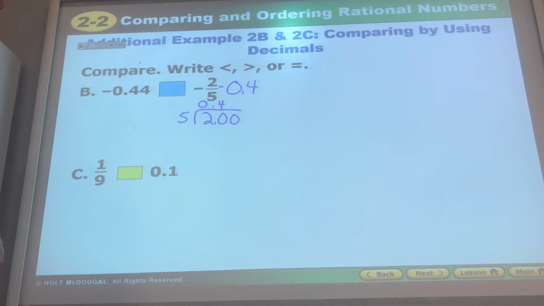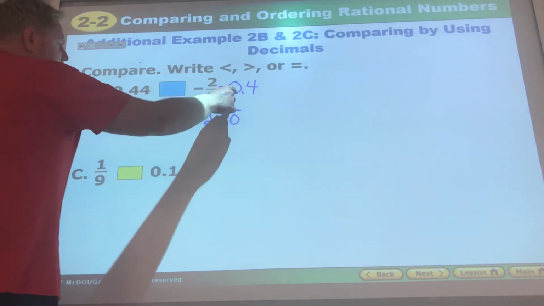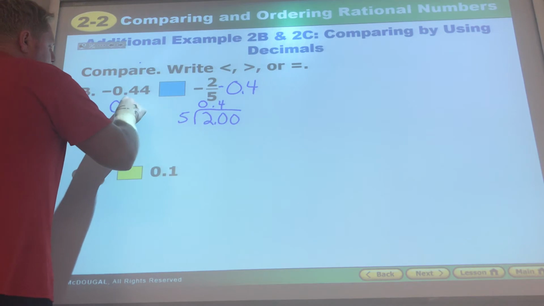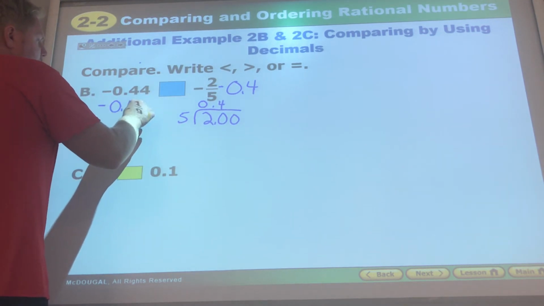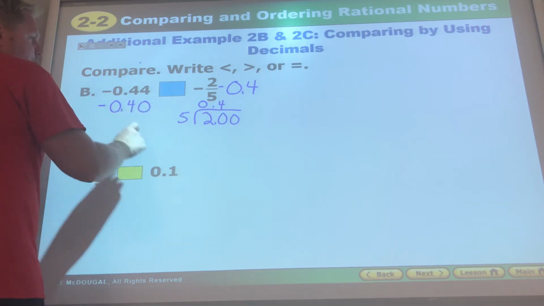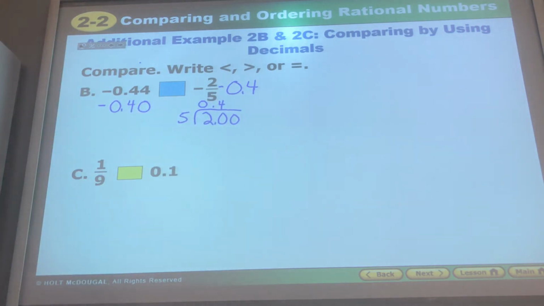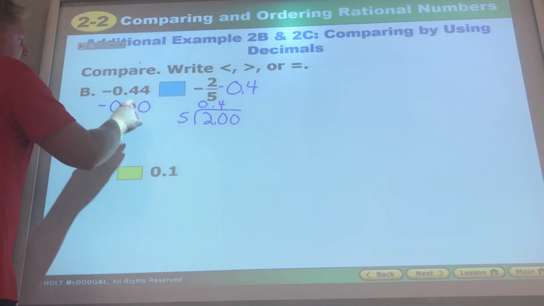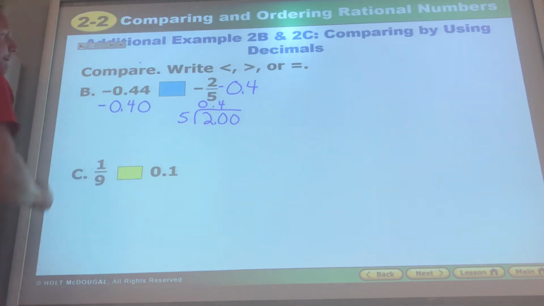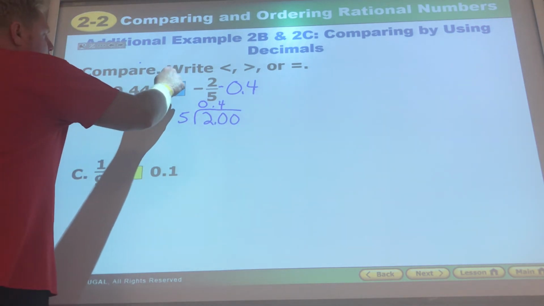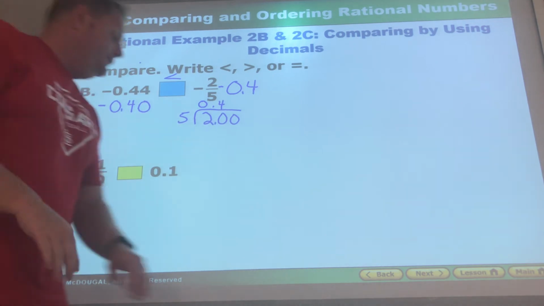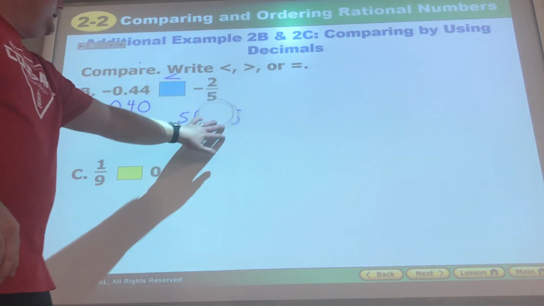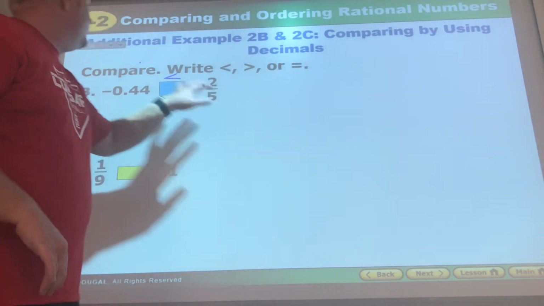All right, and we're comparing it to negative 0.44. All right, my suggestion, I like to write these negative 0.4. Now if there's nothing here, I know I can write a 0 because 0.40 and 0.4, same thing. Negative 40, negative 44. Which one is bigger? The negative 40 is actually bigger, so we get that symbol. All right, so let's show you what they did.